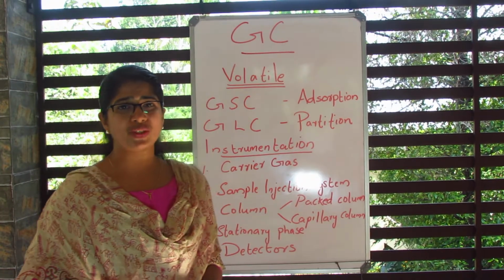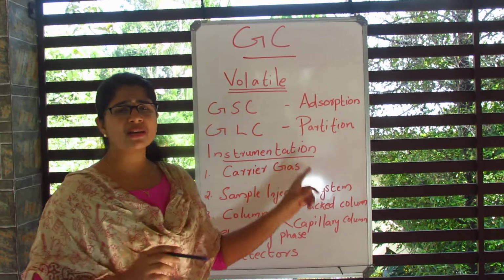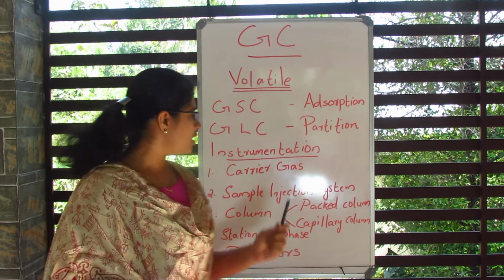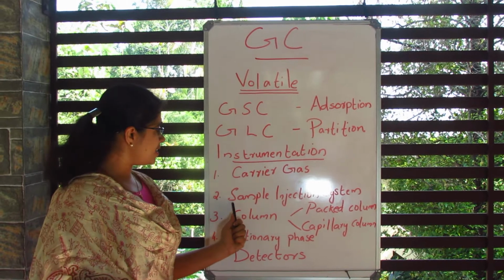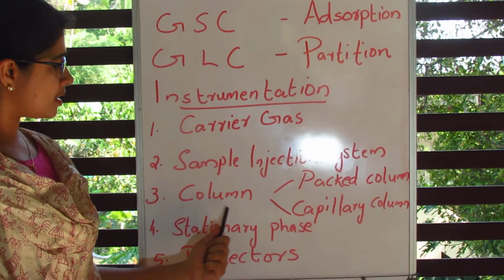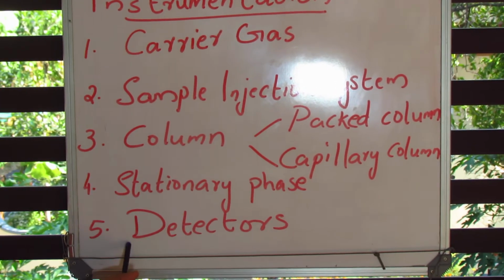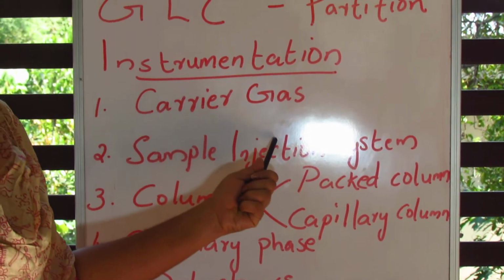Then we are moving to the instrumentation of gas chromatography. The instrumentation of gas chromatography involves 5 different components. First one is carrier gas. Second one is sample injection system. Third one is column. Fourth one is stationary phase. And fifth one is detectors.